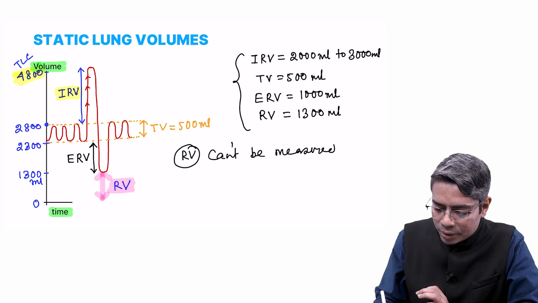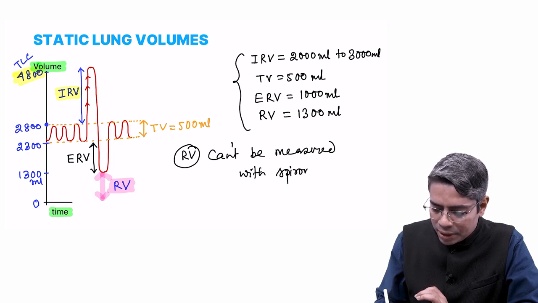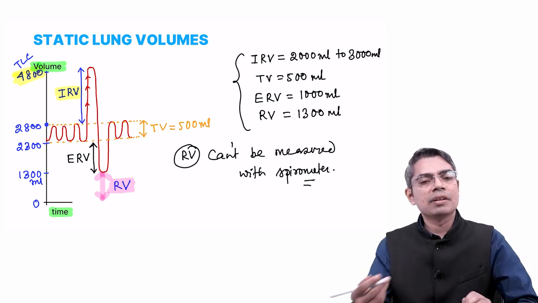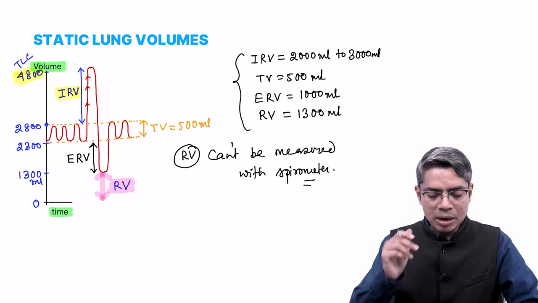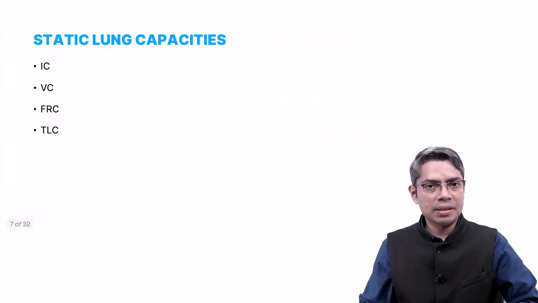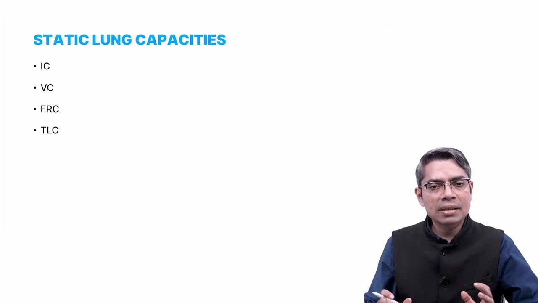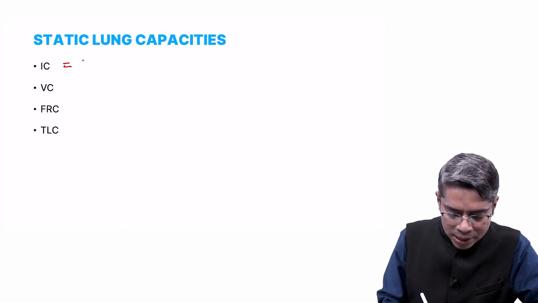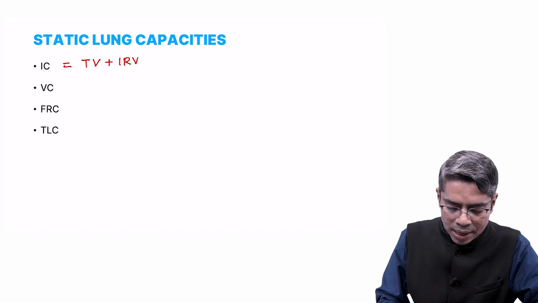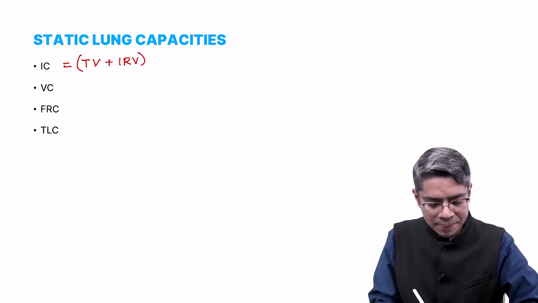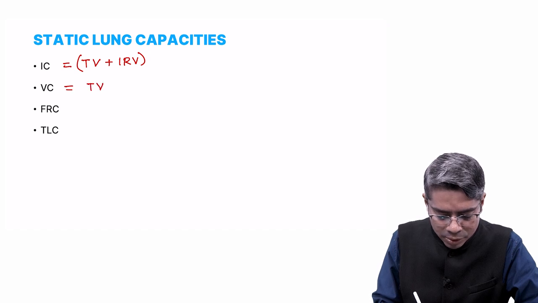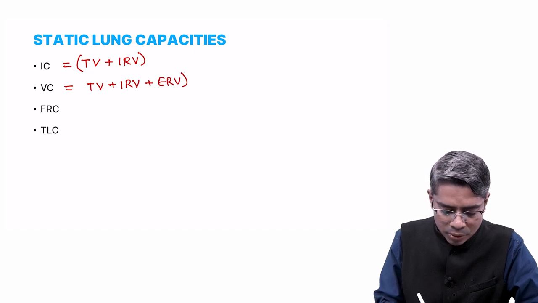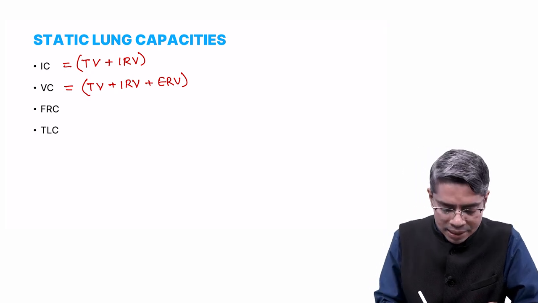So, what is required? I will tell you the method by which residual volume can be measured. But before that, you have to understand what the various lung capacities are. I told you that capacities mean the addition of various lung volumes. So, inspiratory capacity means tidal volume added with inspiratory reserve volume. Then vital capacity is tidal volume plus inspiratory reserve volume plus expiratory reserve volume. If you combine these 3 volumes, that is known as the vital capacity.